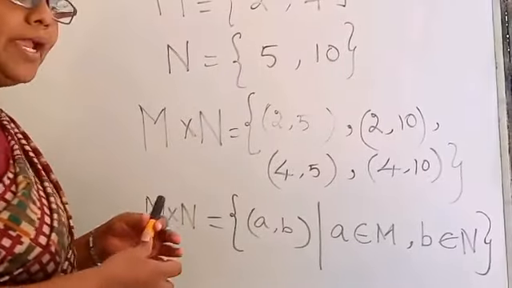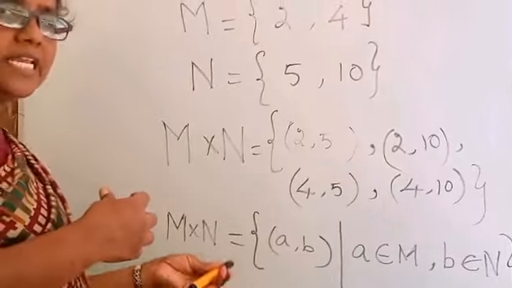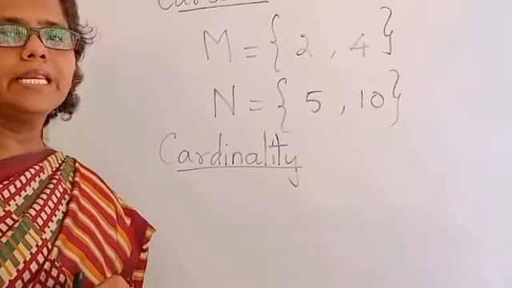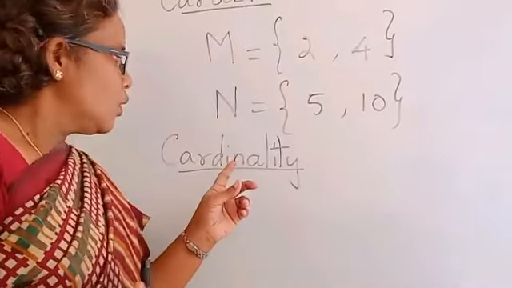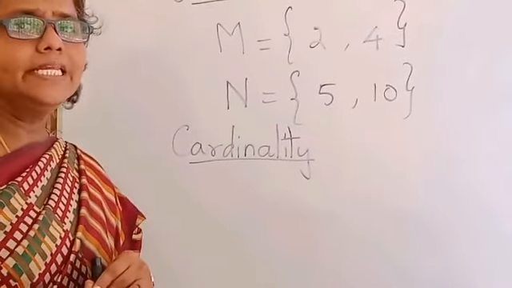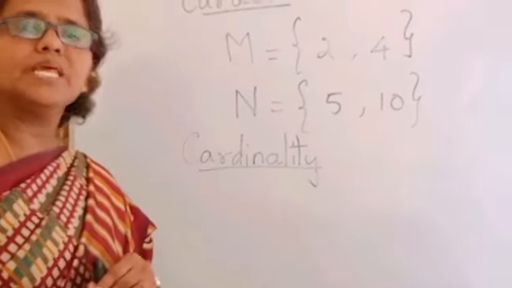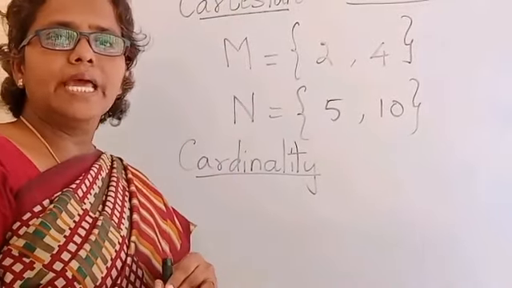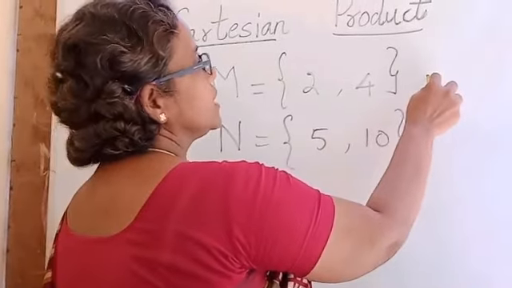Moving on to find the cardinality of the Cartesian product set. Now we are going to find the cardinality of the Cartesian product of two non-empty sets. How do we define cardinality? The cardinality of a particular set is equal to the number of elements present in that set. So for example, what is the cardinality of set M? How do we write it? We represent it like this.